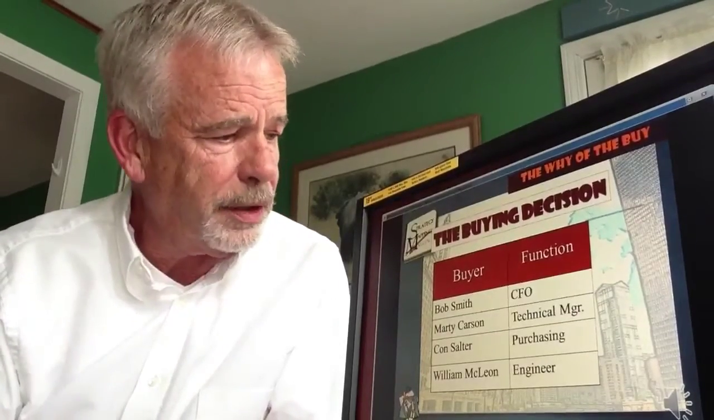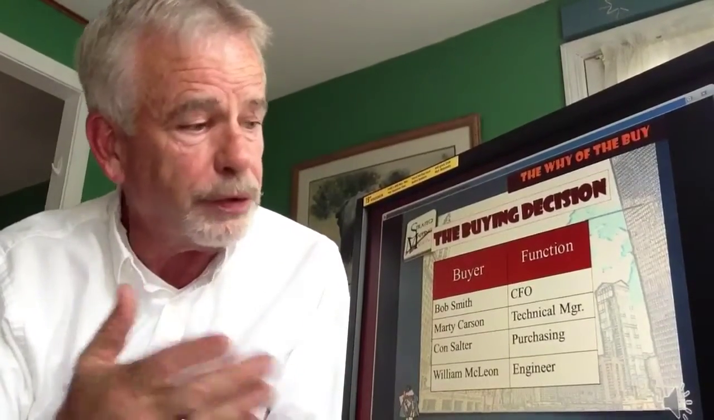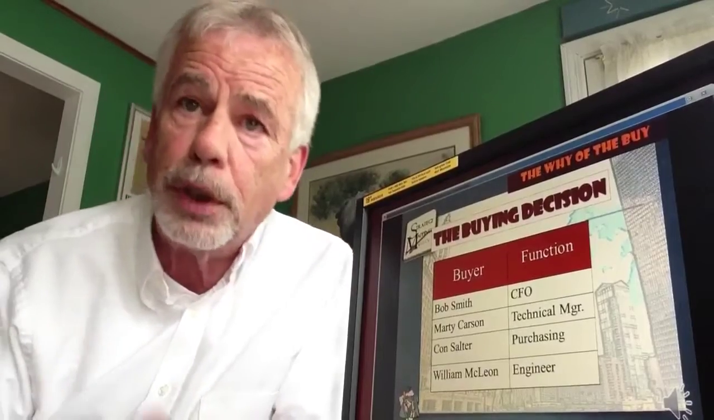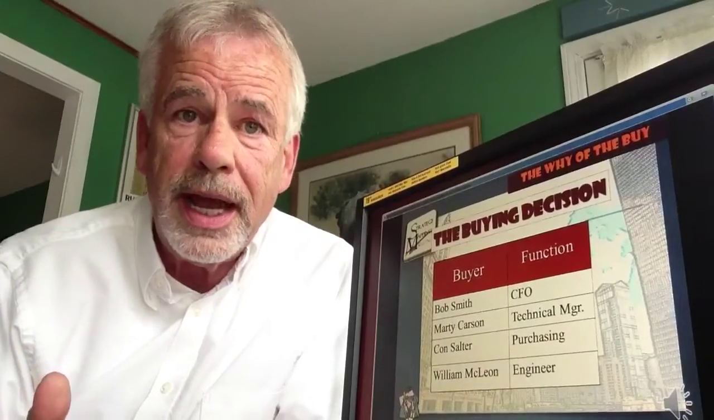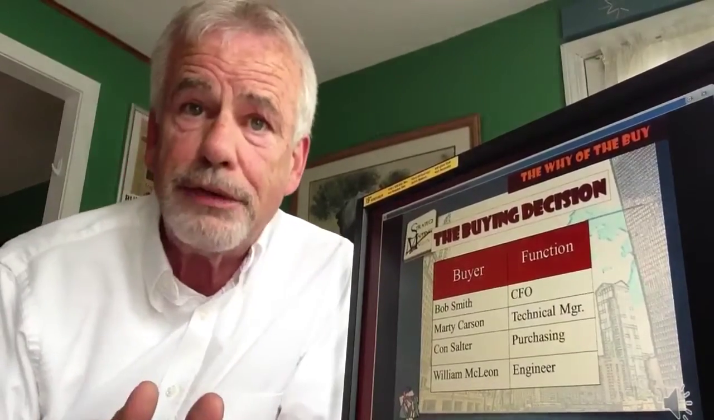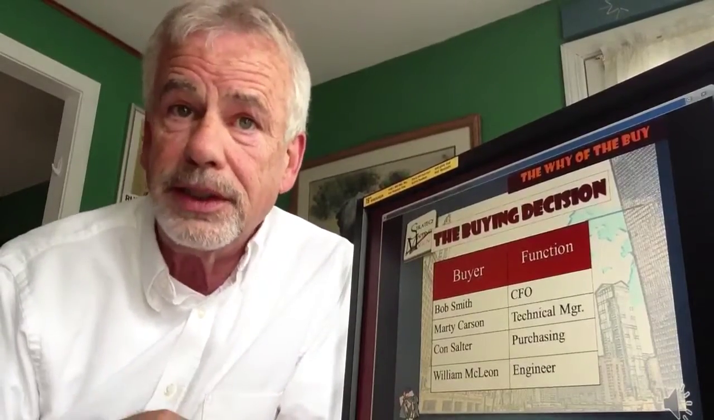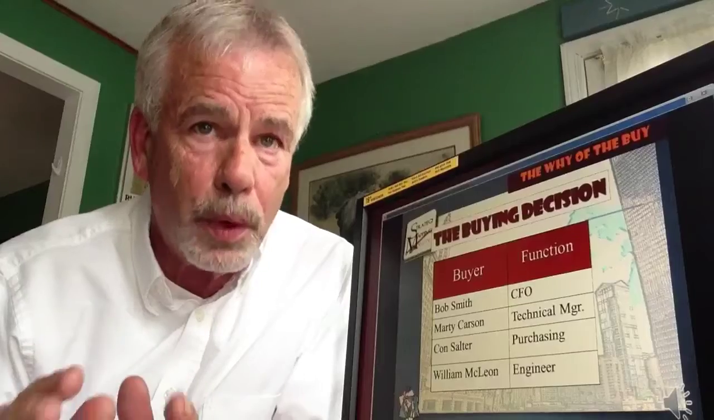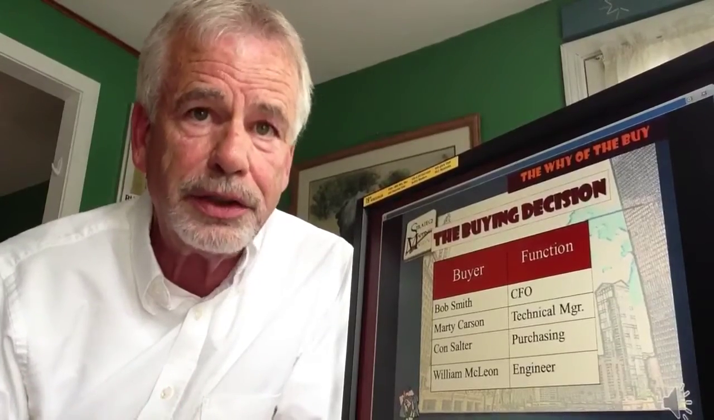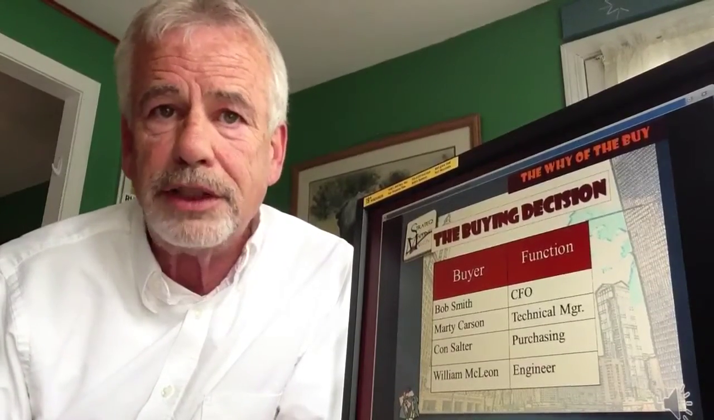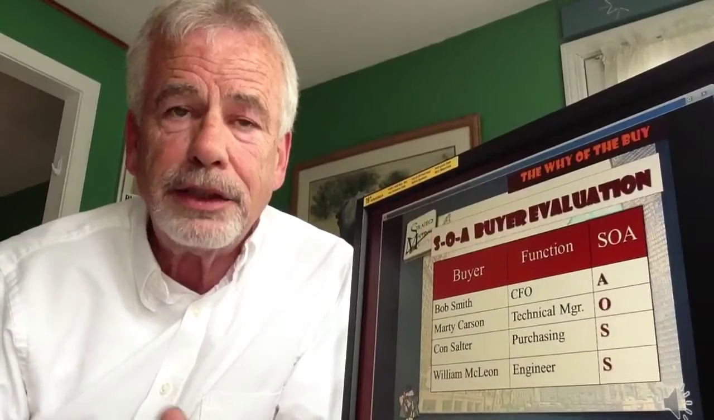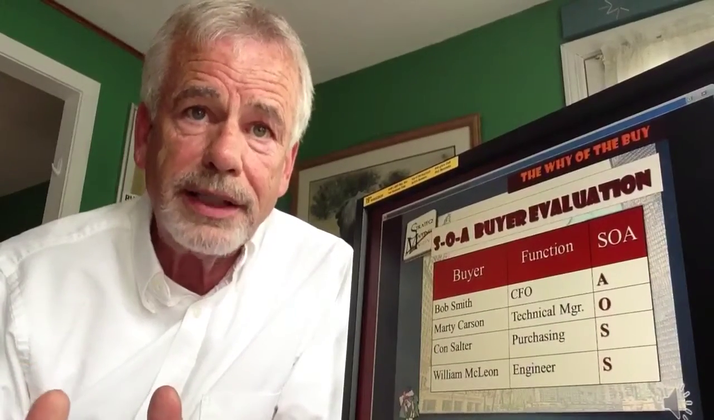We put something in here of 4 buyers. We have 4 different functions: an engineer, purchasing, a technical manager, and if you notice, the one at the top is CFO. And by the way, these are in order of what I believe the influence is in this opportunity, and that's an important strategy as well, as you'll see going forward. So now let's go to the next step, and let's look at the SOA status of each one.